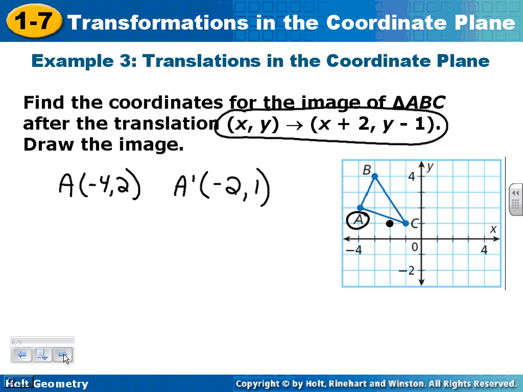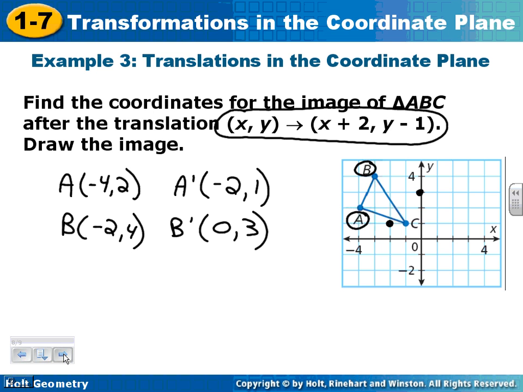Let's do the same thing with point B. Point B here, if I count, looks like negative 4, 4. Wait, already graphed, it is negative 2, 4. Well, according to the code up top, I add 2 onto the x. So B prime, add 2 would make that a 0. Subtract 1 makes that a 3. So 0, 3, if I come over here, would be that point right there.